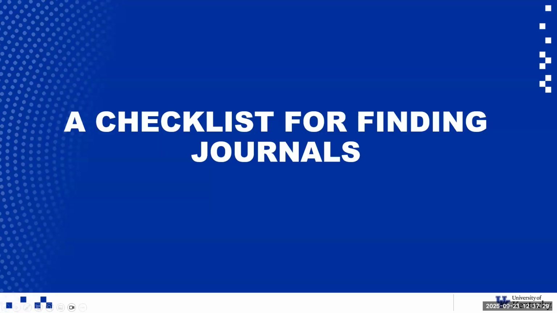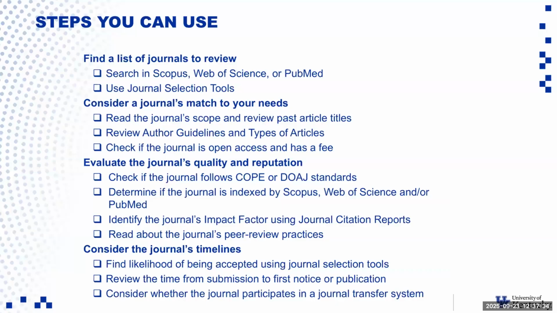And then we have a checklist for finding journals. Again, you can do a search for your topic in the journals and create a list manually by using the database tools. You can use journal selection tools. You can read the author guidelines and the types of articles, see if it's open access, see if it has a fee, look at the scope and review the past article titles.